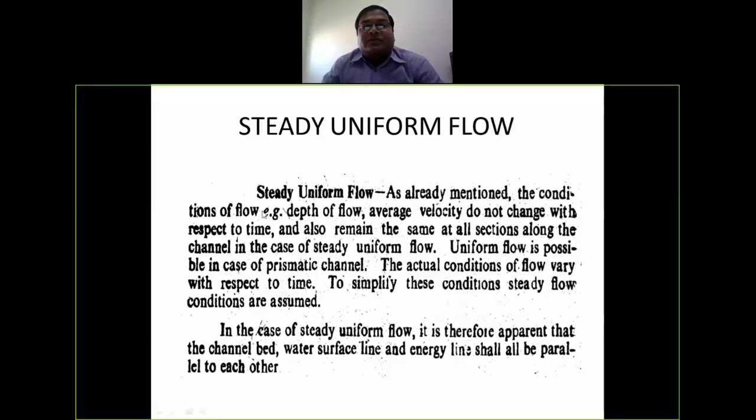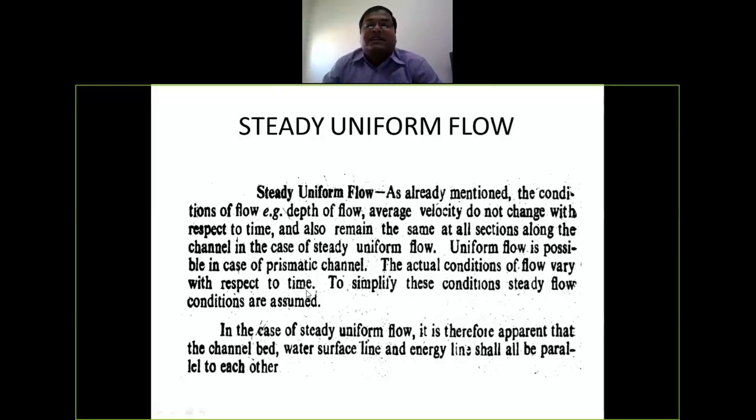Next one is steady uniform flow. As already mentioned, the depth of the flow and the average velocity do not change with respect to time and also remain the same at all sections along the channel in the case of steady uniform flow. Very important: all sections along the channel. We have discussed steady flow, unsteady flow, uniform flow, and non-uniform flow. Now here we have taken the combination of steady and uniform flow. Uniform flow is possible in the case of a prismatic channel, and the actual condition of flow varies with respect to time.